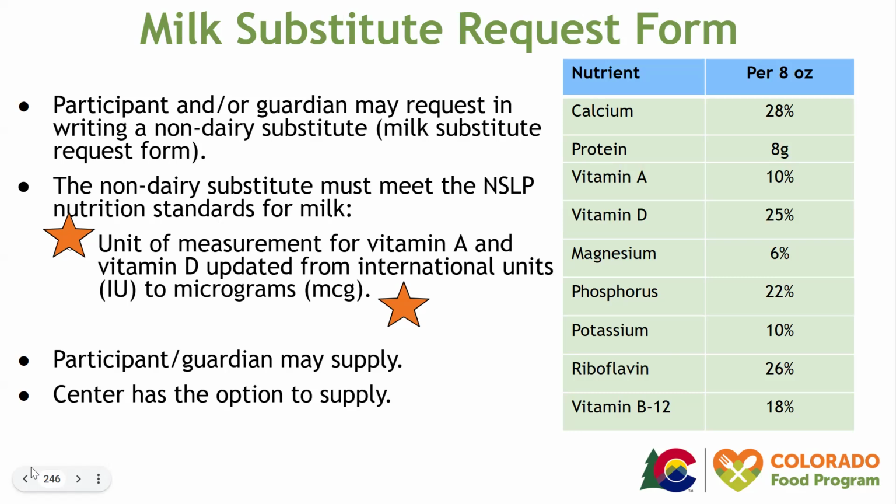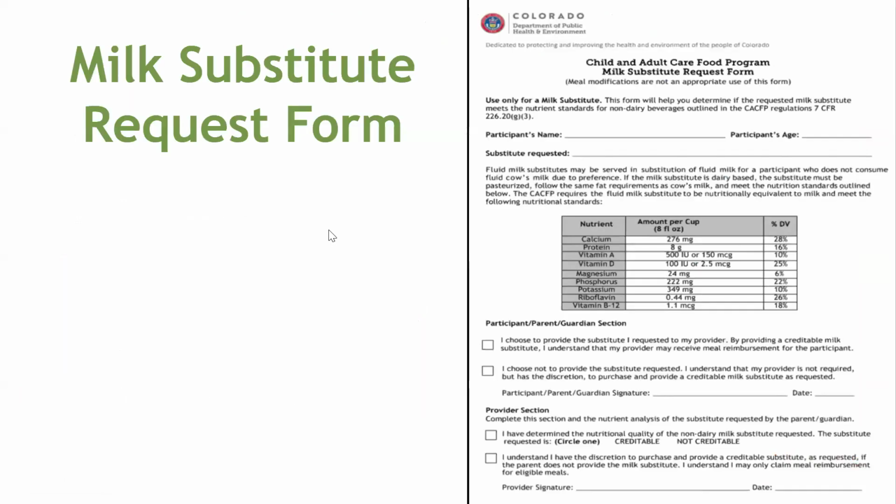I've never seen an oat milk or an almond milk that meets these same nutrient requirements. So if you have a parent that's requesting an almond milk or an oat milk, and it does not meet these nutrient requirements, those would not be creditable, and you could not claim that child unless you have a special diet statement on file that's indicating these are the substitutions that need to be made by a medical professional, which I'll go into in a second.